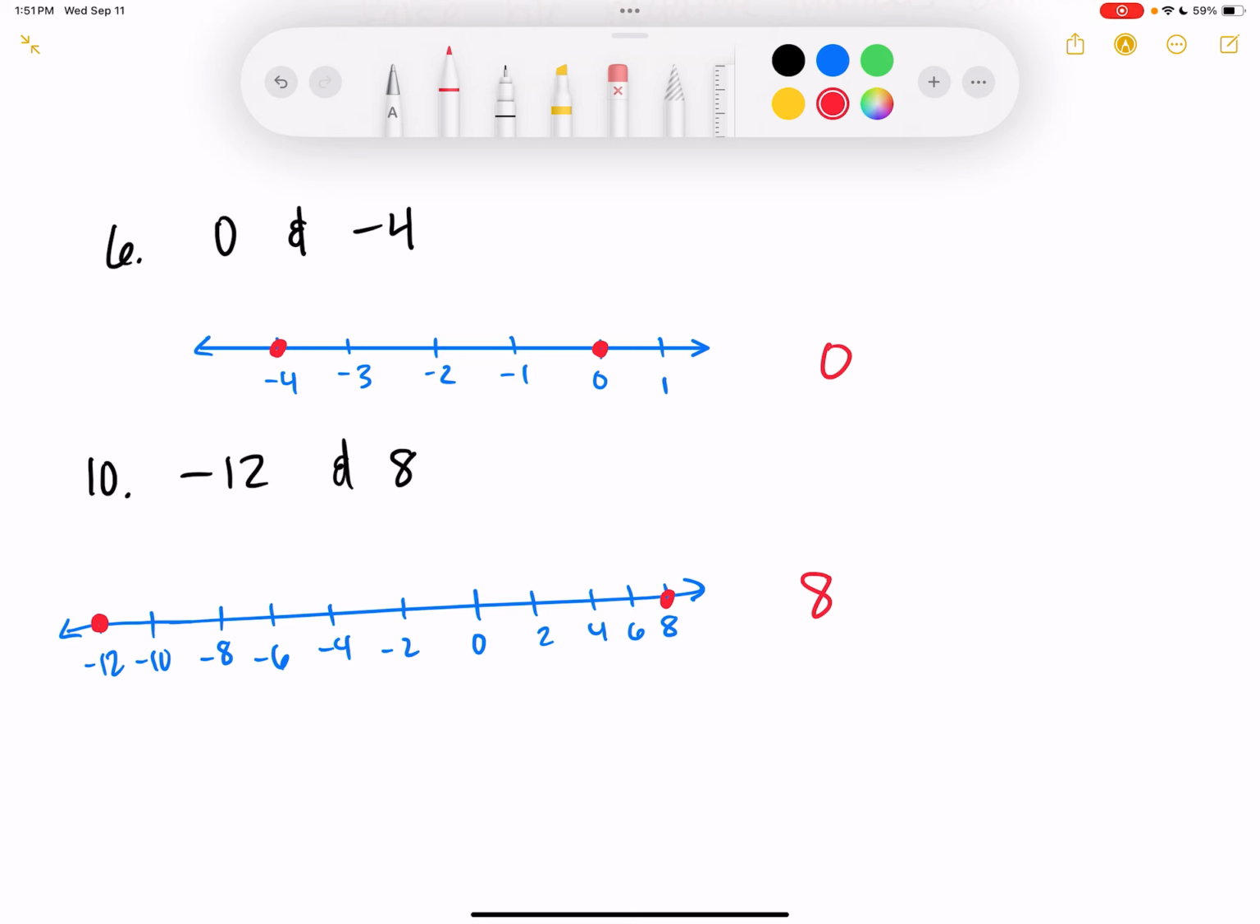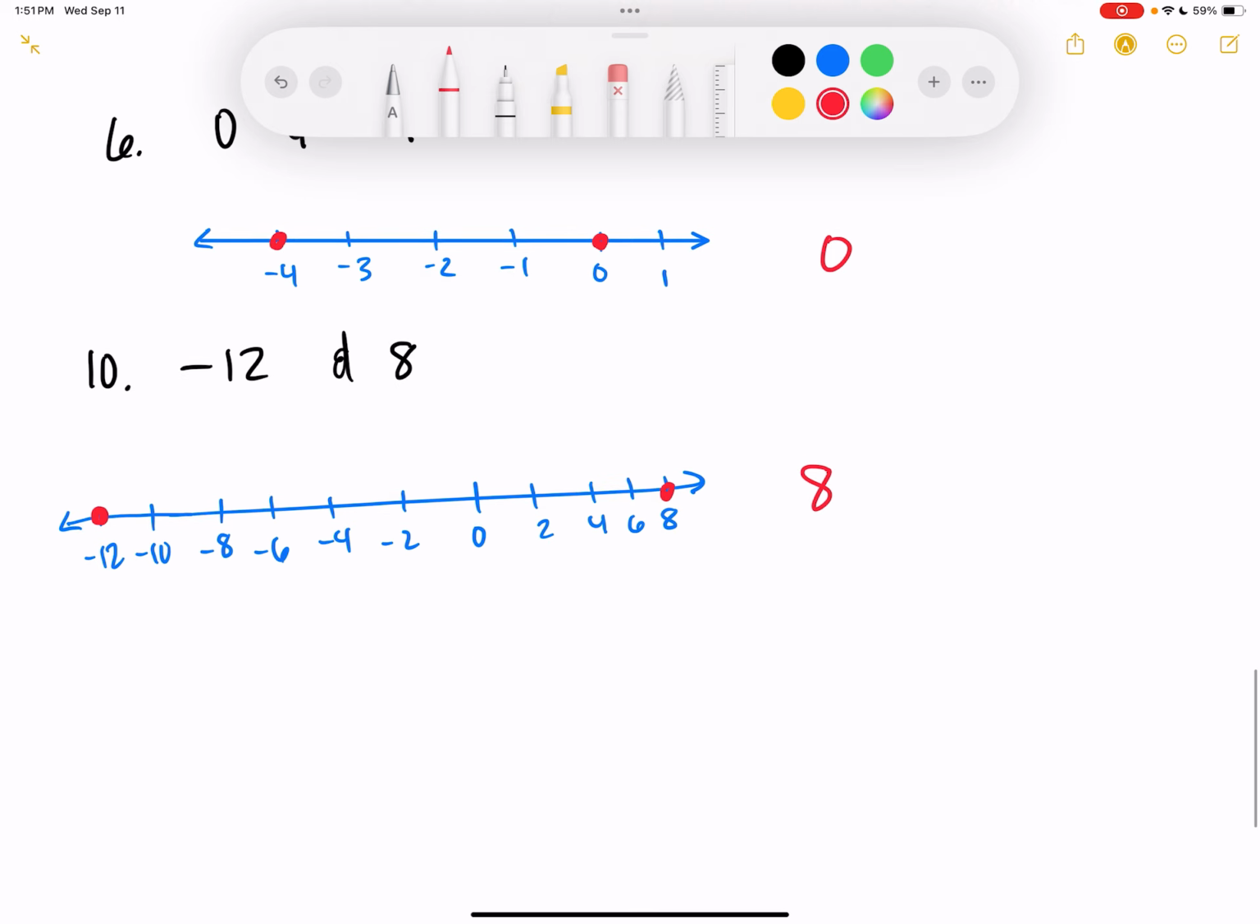Okay, classifying and ordering numbers. Tell whether each number in the list is a whole number, integer, or rational number, then order the numbers from least to greatest. If you want to use a number line to do it, that's fine. If you want to just write them out, that's also fine. I don't care which method you use. So 14. We have the numbers 3, -5, -2.4, and 1.